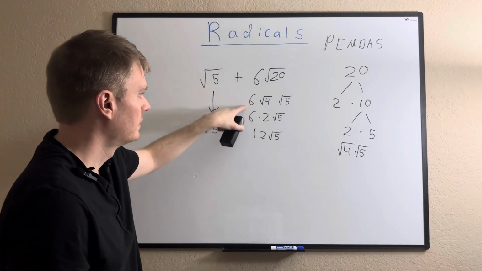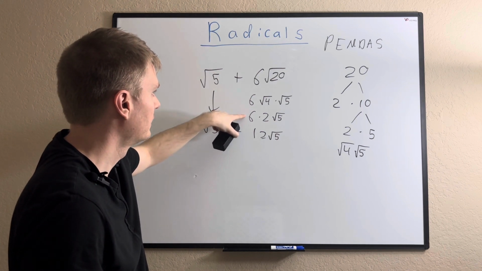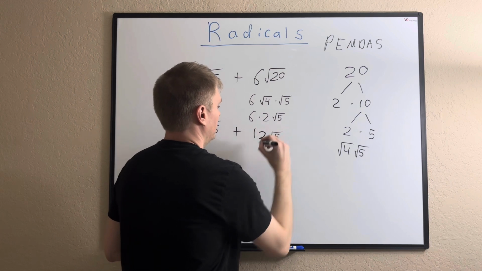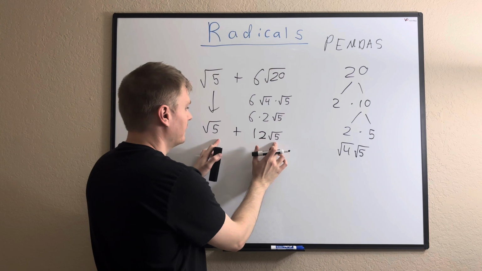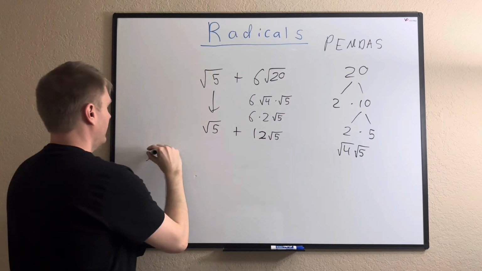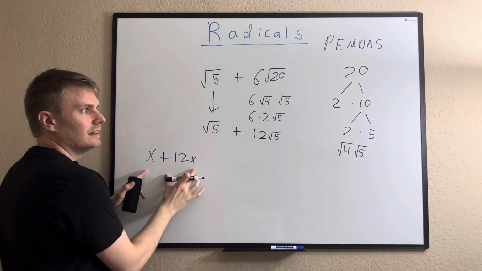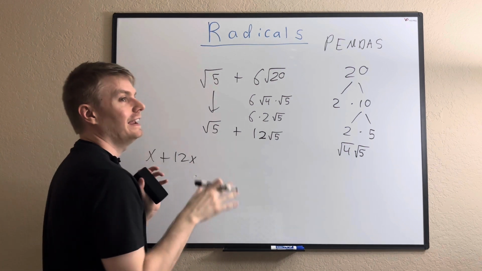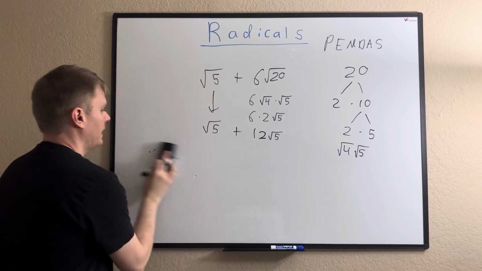Does that make sense? Got to remember that. Oh, made a little mistake there. Okay. Now we can add them together. This is just like having x plus 12x. They're combining like terms is what we are doing. Because they're both being multiplied by the same thing, they can be added together.